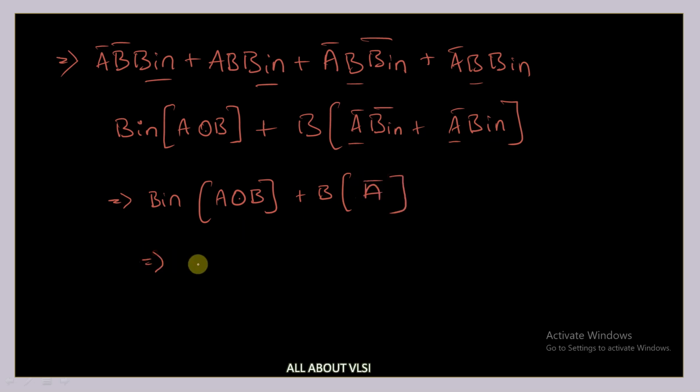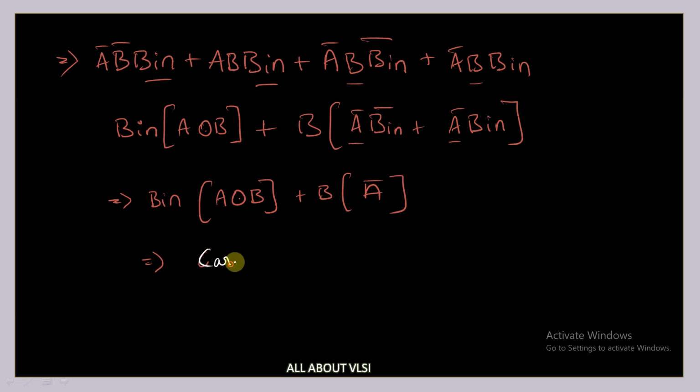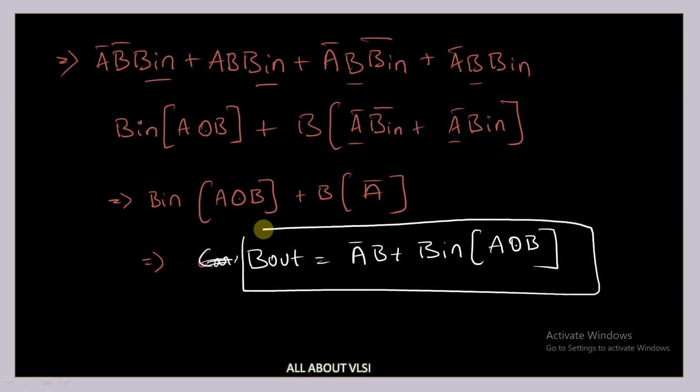Okay, so I'm going to get A bar. So finally I'm going to get another equation for the borrow out, B out, as A bar B plus B in into A XNOR with B. So this is the alternate equation which I am getting for my borrow out. Okay, so how to implement this using logic gates? So let us implement this. So this is your XOR gate.